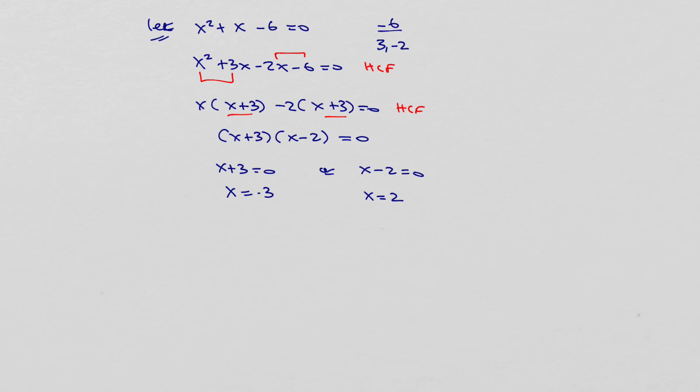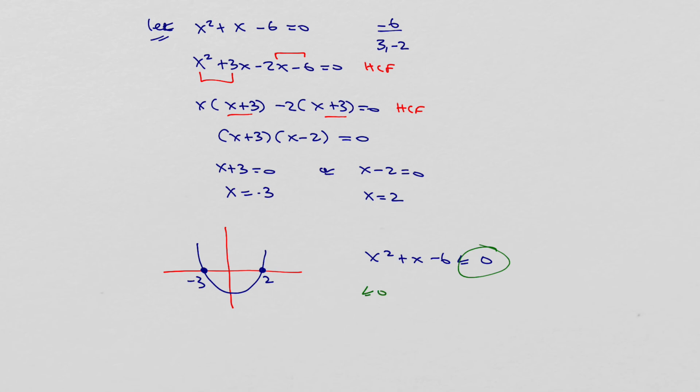So again, remembering that this is an inequality, these are not my answers. Instead, if I sketch my graph, it's a U-shaped graph because it's a positive x squared. It cuts the x-axis at minus 3 and 2. We're looking for the function x squared plus x minus 6, where it is less than or equal to 0. So the fact that it is less than or equal to 0 means that I am going to fill in the numbers at minus 3 and 2.